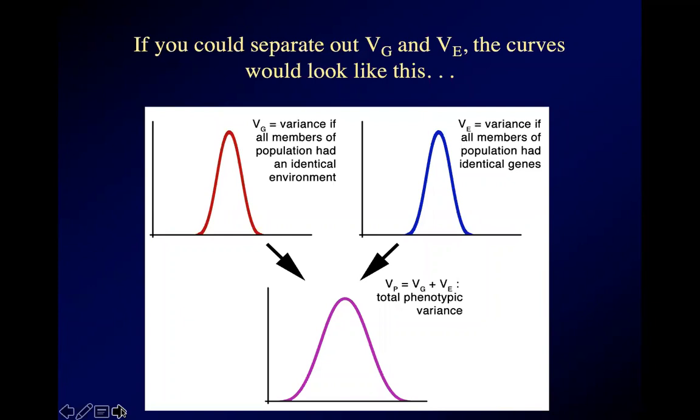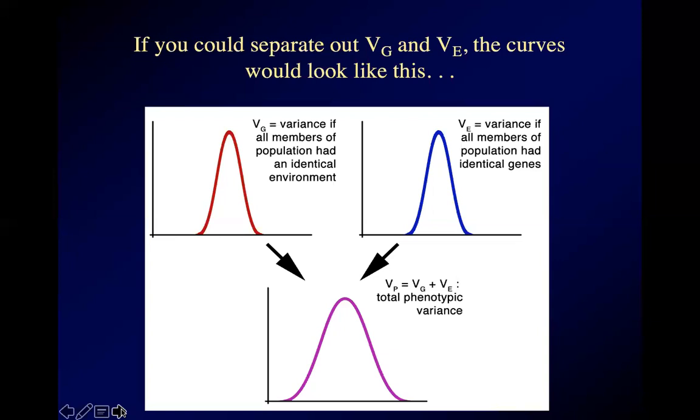So if we took a population and raised all members in an identical environment, the environment wouldn't vary, and all members of that population would have the same environment. So anything that made them different could only be their genes. So that would be V sub G, variance in a population that's due to genetic variance.